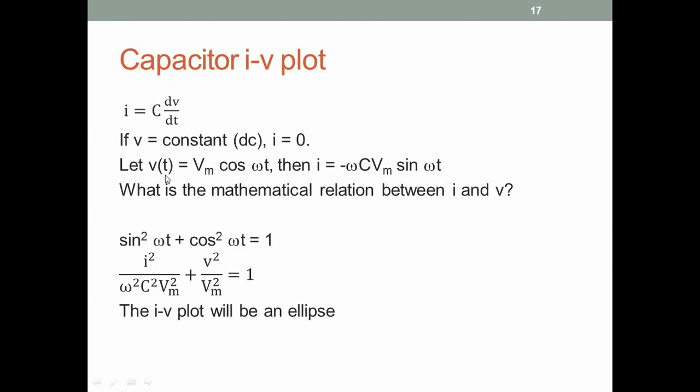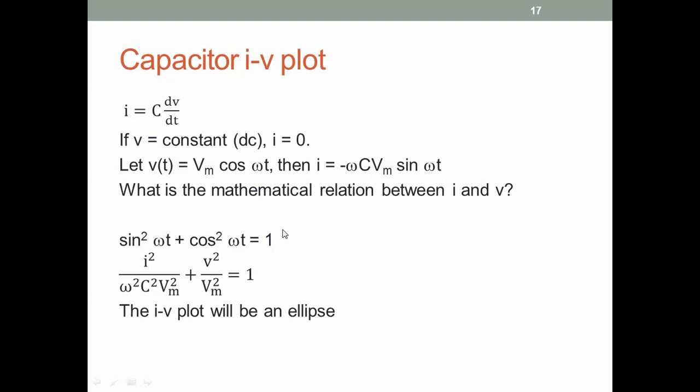Now let us suppose that the voltage applied to a capacitor is a sinusoidal signal. Let us say Vm cos omega t. If this is a voltage, then the current in the capacitor will be C times d by dt of Vm cos omega t. So that will be I equal to, we differentiate this, we'll get minus omega C Vm sin omega t. So this is V, this is I. So what is the mathematical relationship between V and I then?